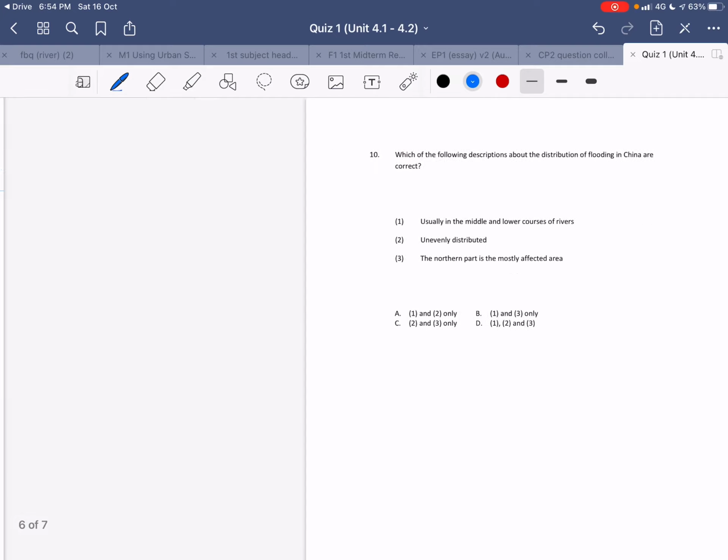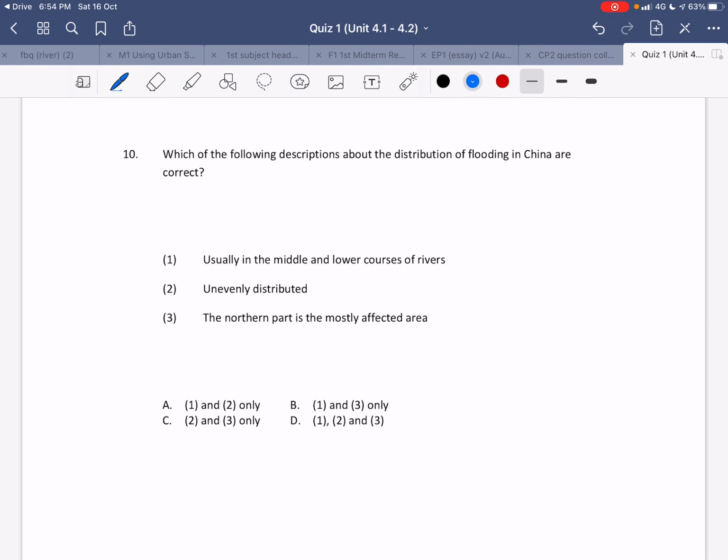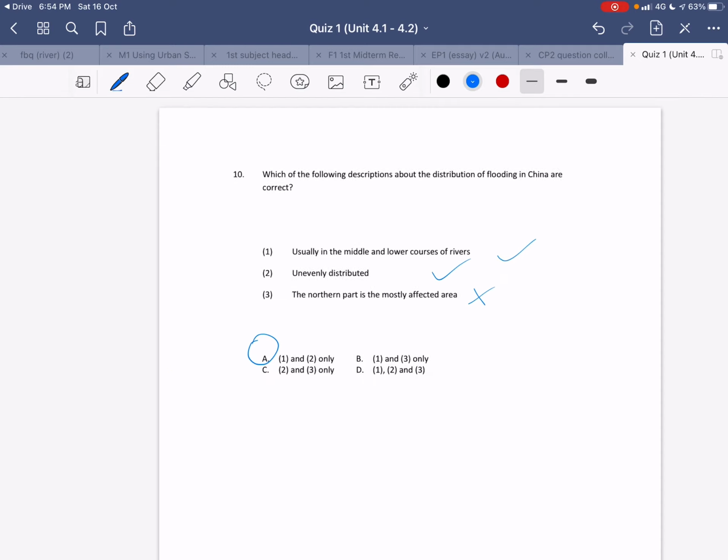Okay, number 10. Which of the following descriptions about flooding in China are correct? Flooding in China is mostly in the middle and lower course of the rivers, and unevenly distributed. Both are correct. Northern part is the most affected area? No, because it should be the southern and eastern China that suffer a lot. So it should be answer A.